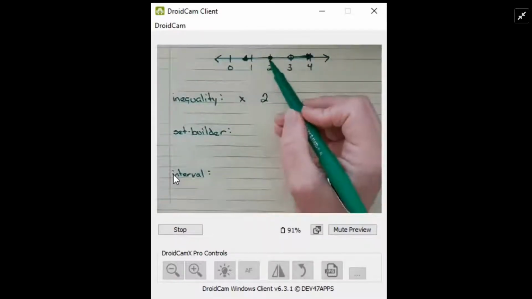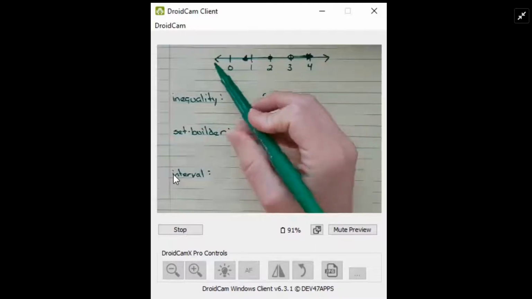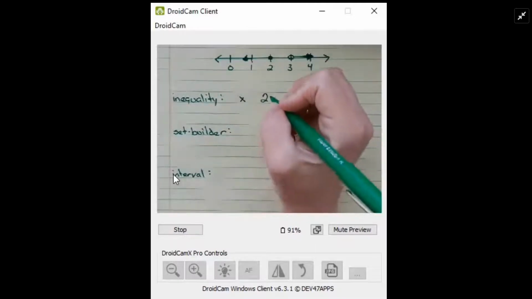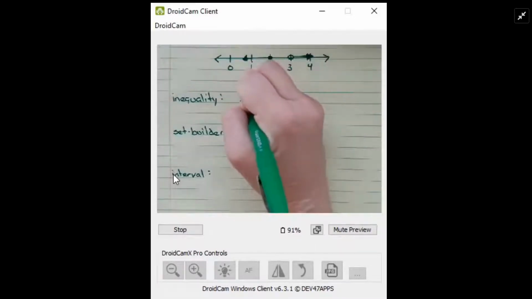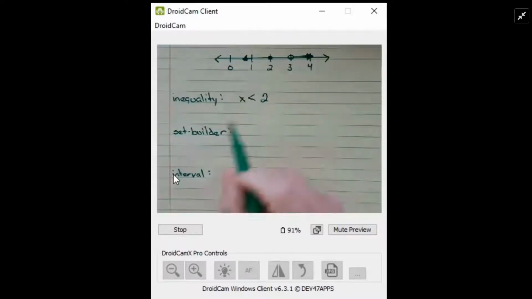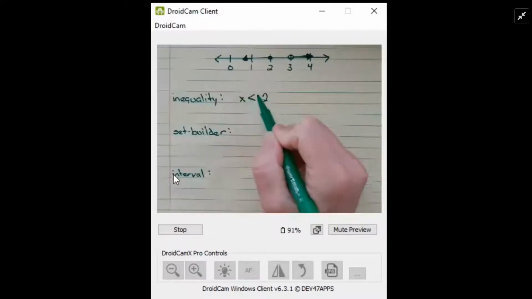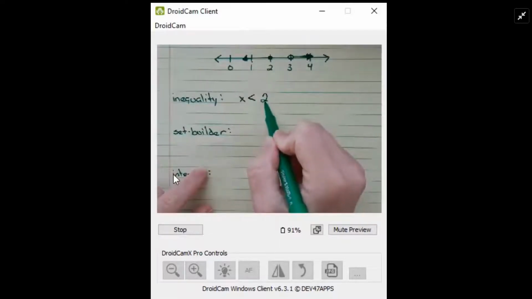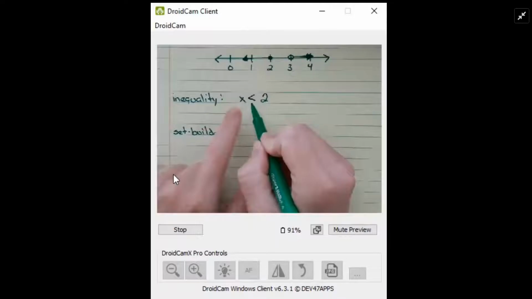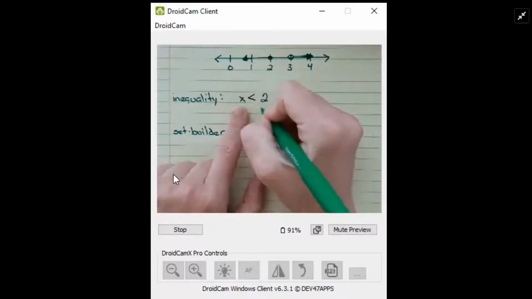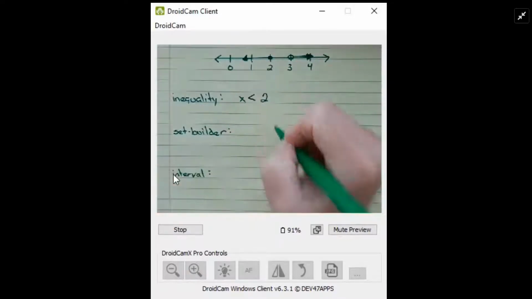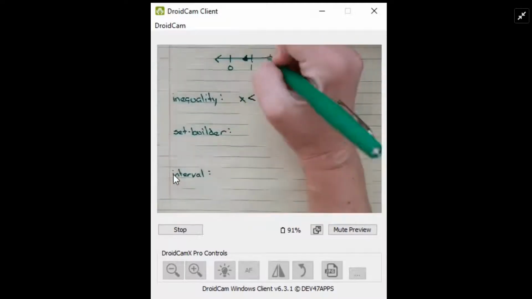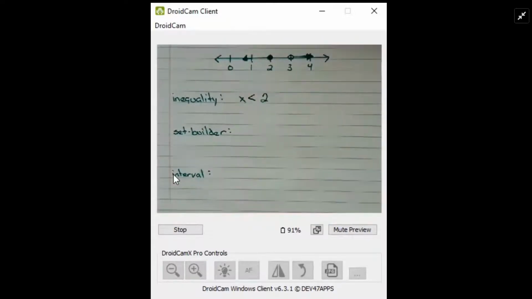You can see the arrows pointing to the 1 and the 0 and into the negatives. So this would be all numbers less than 2. I always think of this as a mouth, and the mouth is going to eat the bigger thing. So the 2 is going to be bigger, and the x's, all these values have to be smaller. If we put in a 1, the 1 would be smaller than 2. 0 would be smaller than 2, and so on. But we have a closed circle, so that also means it can equal 2. So this is half of our answer.